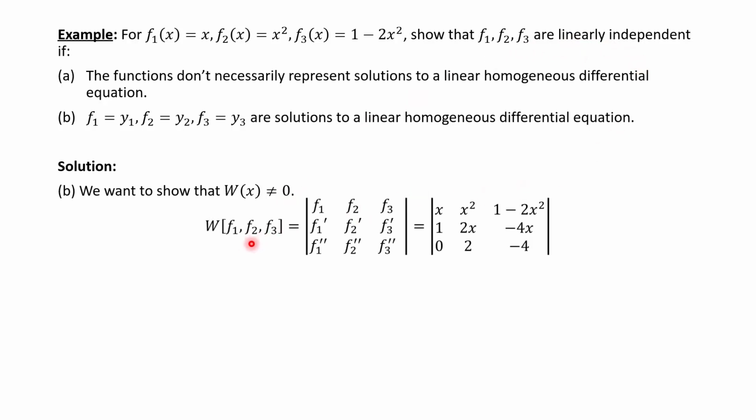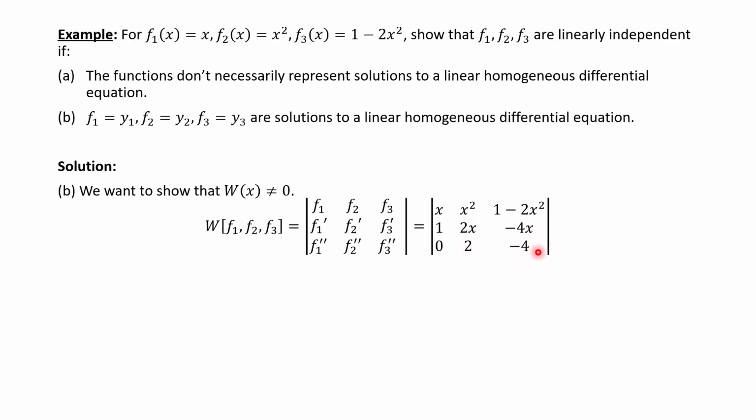Okay, so setting up our Wronskian, remember how this goes. Row 1 is just your given functions. So notice the first entry is just f1. The second entry is just f2. Third entry is f3. But then the second row is your first derivatives. So differentiate x, you get 1. Differentiate x squared, you get 2x. And differentiate 1 minus 2x squared, you're going to get negative 4x.